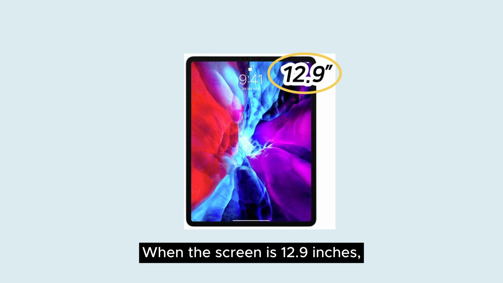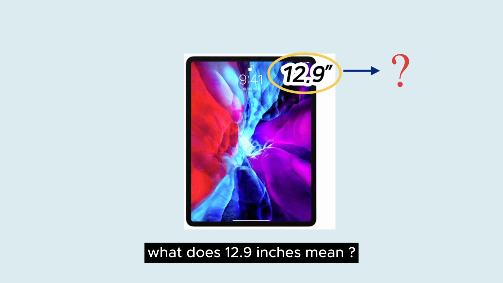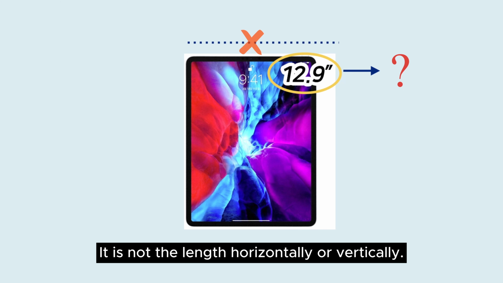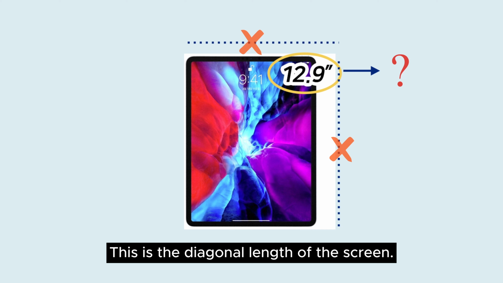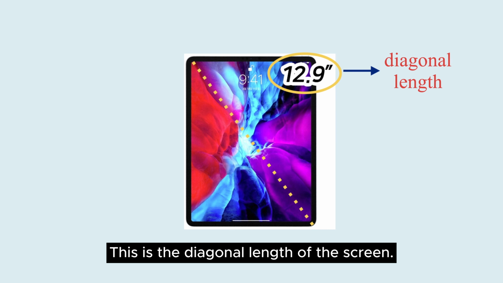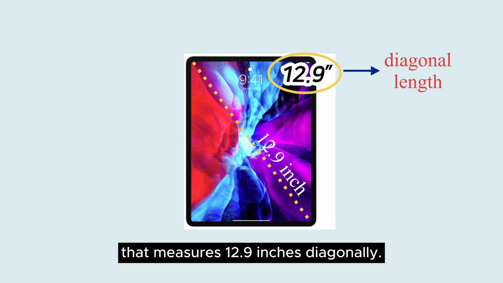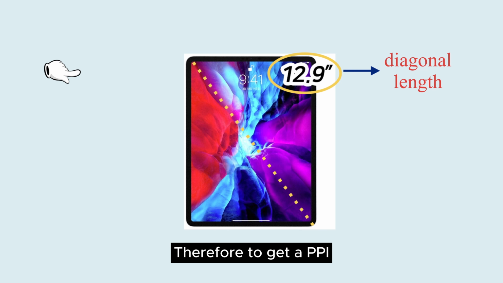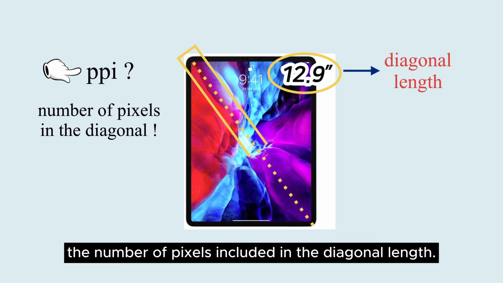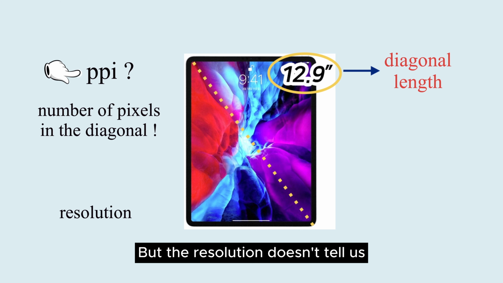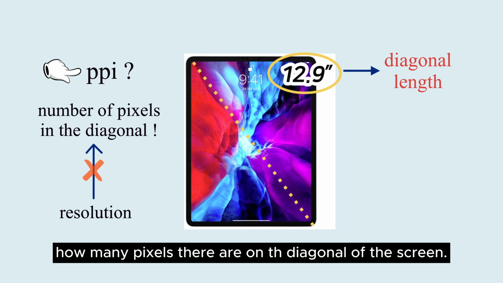When the screen is 12.9 inches, what does 12.9 inches mean? It is not the length horizontally or vertically. This is the diagonal length of the screen. A 12.9-inch screen is a screen that measures 12.9 inches diagonally. Therefore, to get a PPI, we need to know the number of pixels included in the diagonal length. But the resolution doesn't tell us how many pixels there are on the diagonal of the screen.